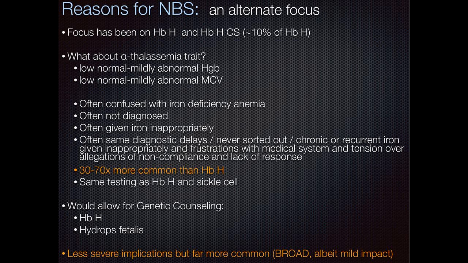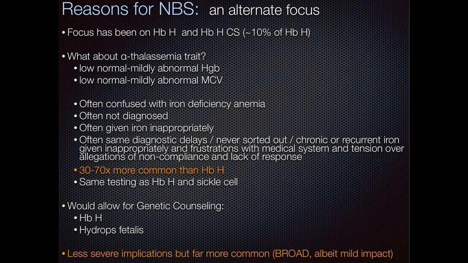Children with alpha-thal trait are often confused with having iron deficiency anemia. They're often not diagnosed. They're often given iron inappropriately. Often there's the same issue of these diagnostic delays, not getting the appropriate testing, and repeated courses of iron, allegations of non-compliance and tension with medical providers.